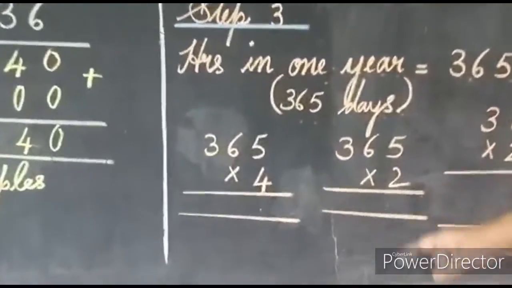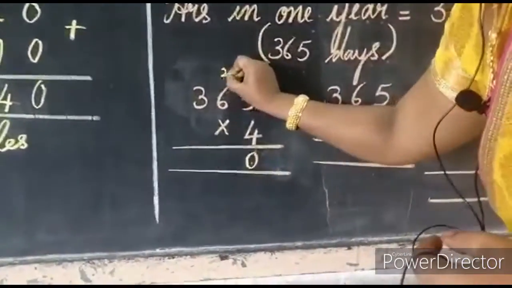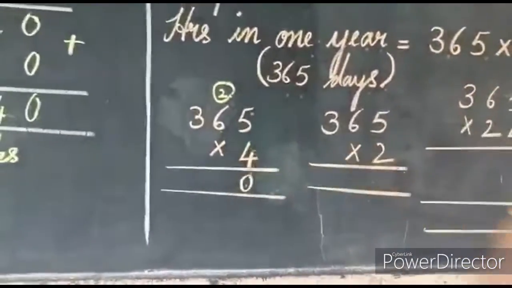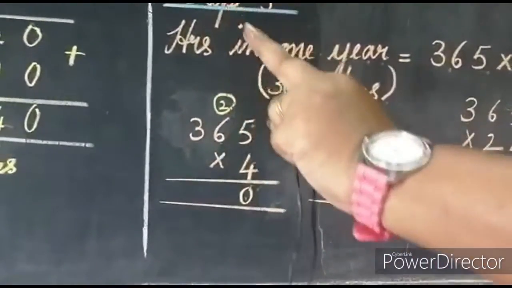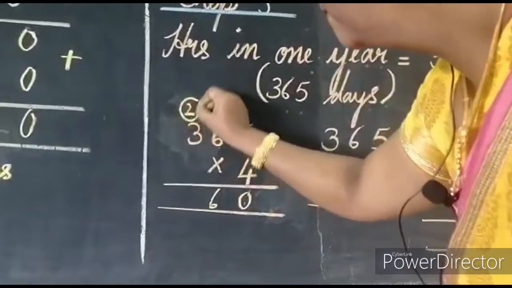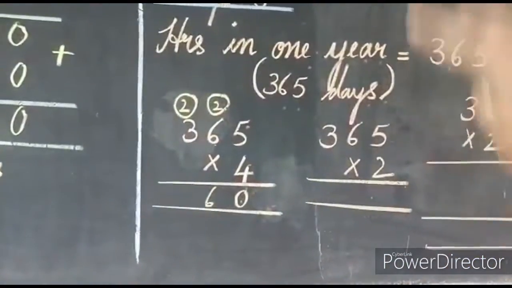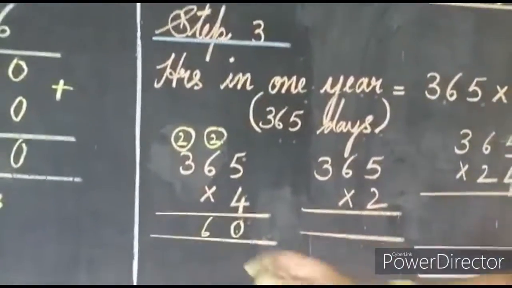Let's do the multiplication. 5 4s are 20. 0 and carry over 2. 6 4s are 24. 24 in the mind, take 2 fingers. After 24, 25, 26. 6, carry over 2. 3 4s are 12. 12 in the mind, take 2 fingers. After 12, 13, 14.